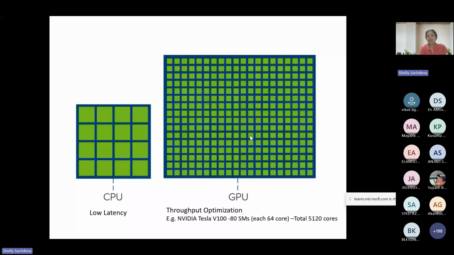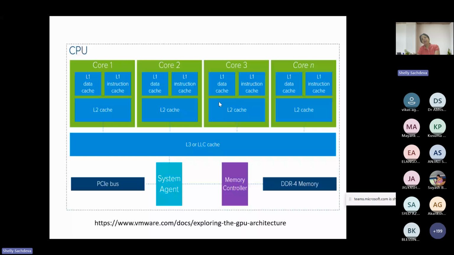So if you see the simple architecture, it varies from model to model, right? In general, the recent CPUs are using this particular model. It is simply demonstrating that the CPU has core 1, core 2, core 3, and core n.